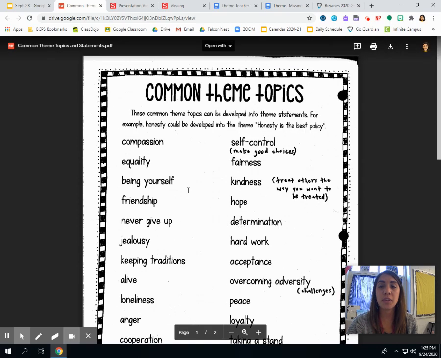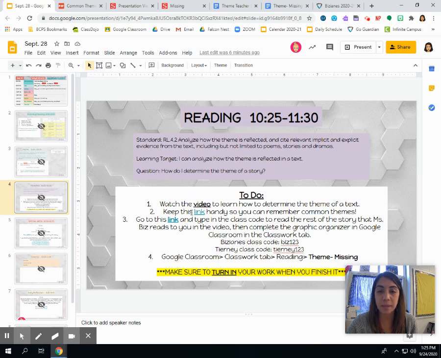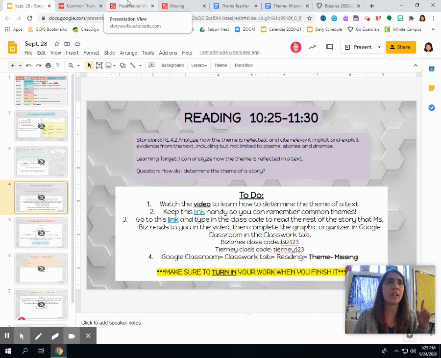But when you're looking for the theme, this link right here, and I put it in your slide, keep this link handy so you can remember common themes. This would be a great one to look at to figure out, is this maybe a theme that's going on here? So we are going to use a text that is familiar to us. We're going to use the text Missing. I didn't want to give you a brand new one where you're trying to figure out what's going on and also find the theme at the same time.